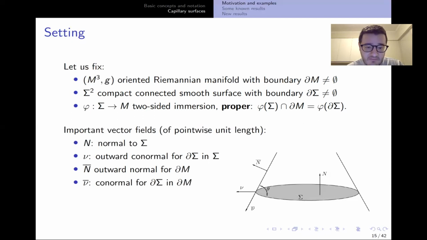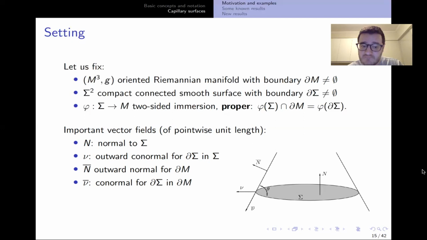So we have N, which is normal to phi and exists because the immersion is two-sided. We have nu, which is the outward conormal for the boundary of sigma inside sigma, so it's tangent to sigma. We have n bar, which is the outward normal for the boundary of the ambient manifold M. And we also have nu bar, which is the conormal for the boundary of sigma now inside the boundary of M.